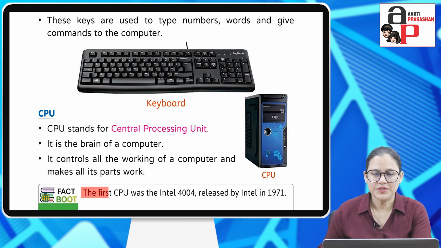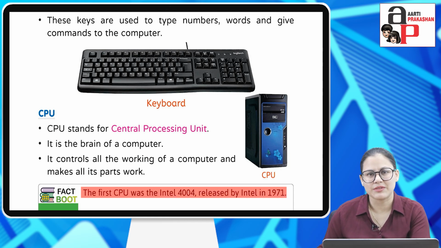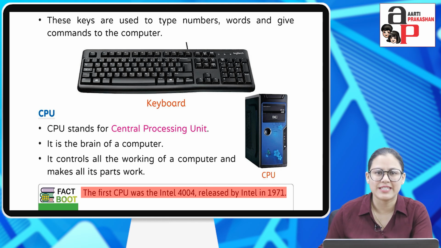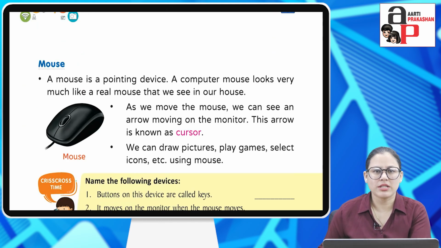Fact book. The first CPU was the Intel 4004 released by Intel in 1971. So the first CPU was released by Intel in 1971. Okay, and what was the name of the CPU? Intel 4004.